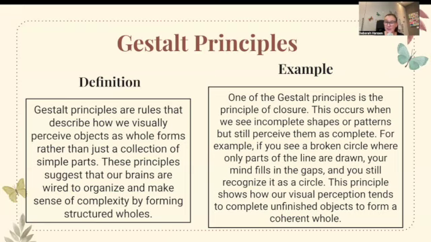This occurs when we see incomplete shapes or patterns but still perceive them as complete. For example, if you see a broken circle where only parts of the lines are drawn, your mind just naturally fills in the gaps, and you still recognize it as a circle. This principle shows how our visual perception tends to complete unfinished objects to form a coherent whole.